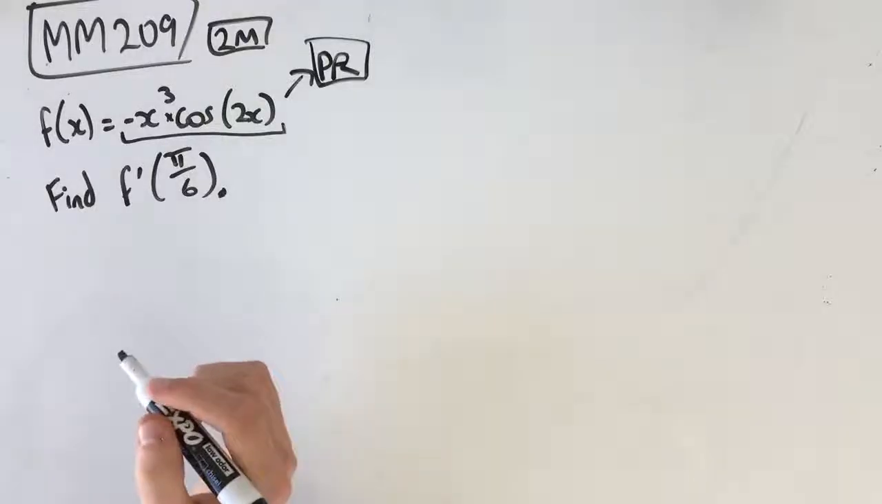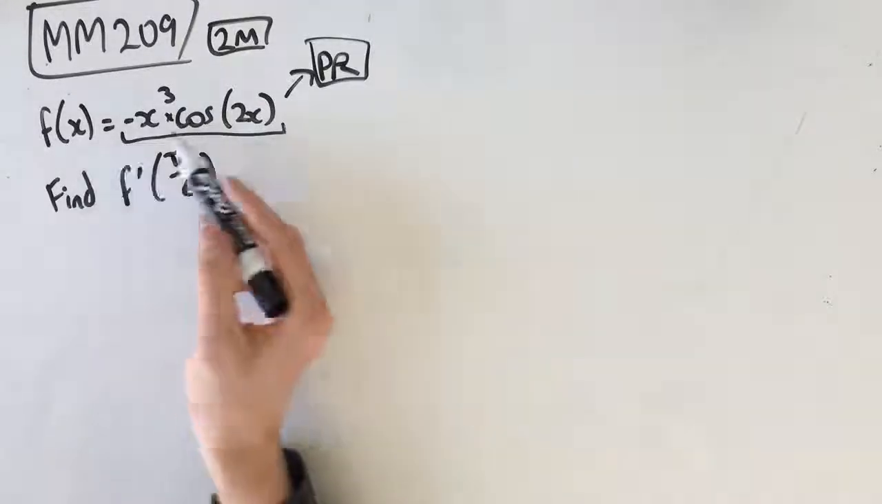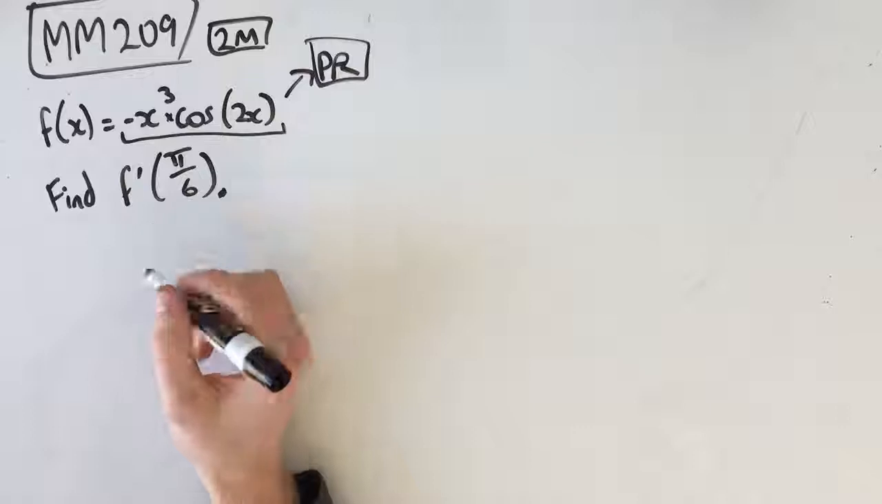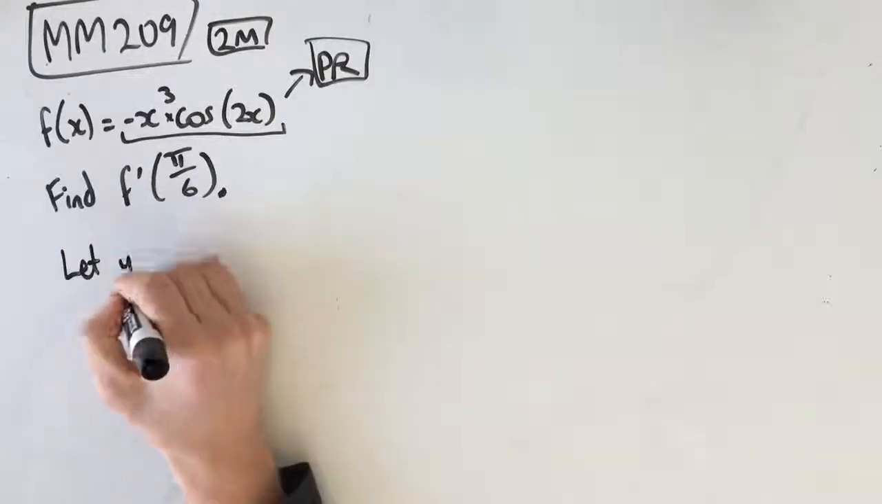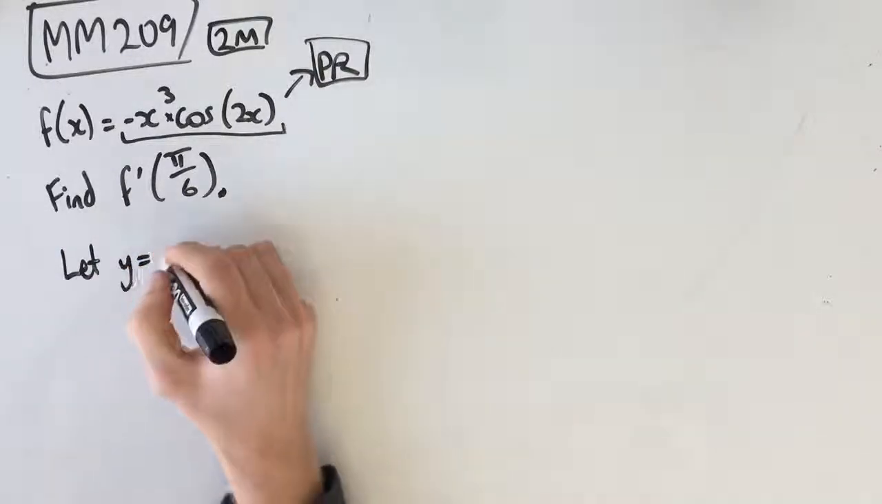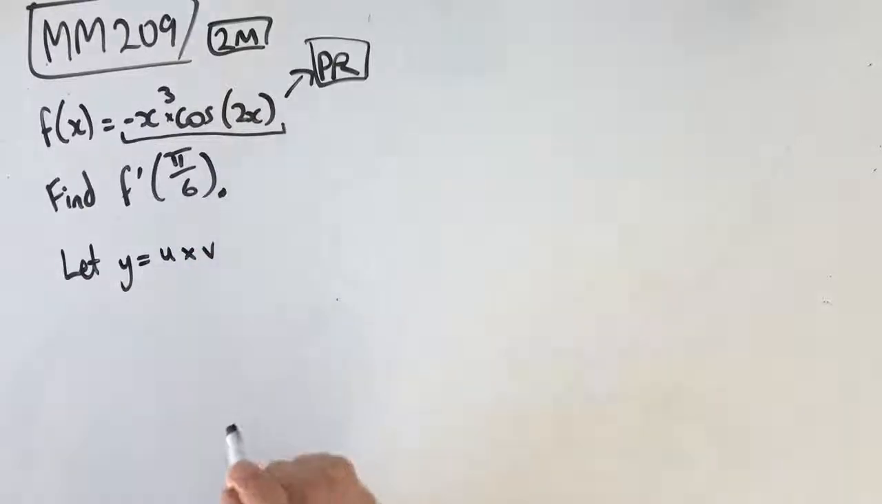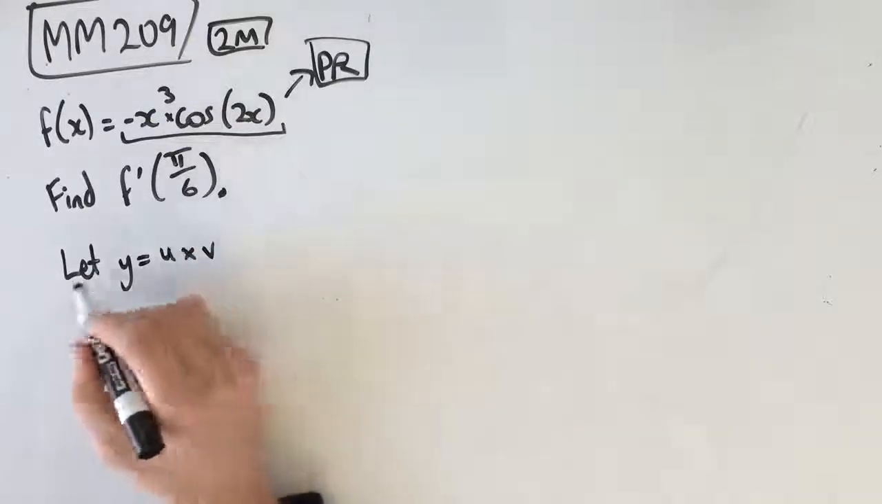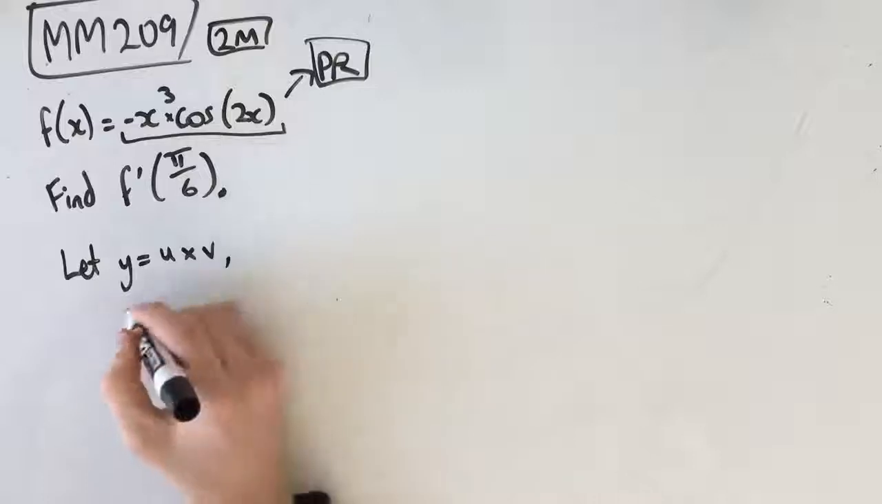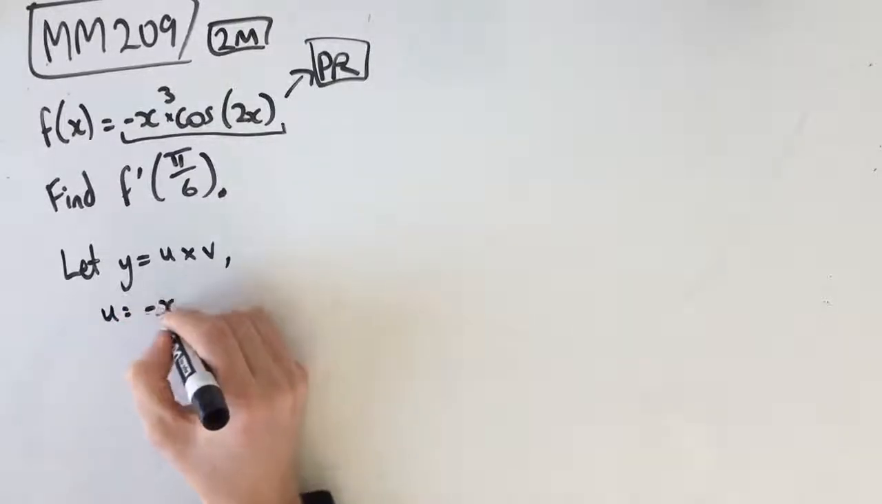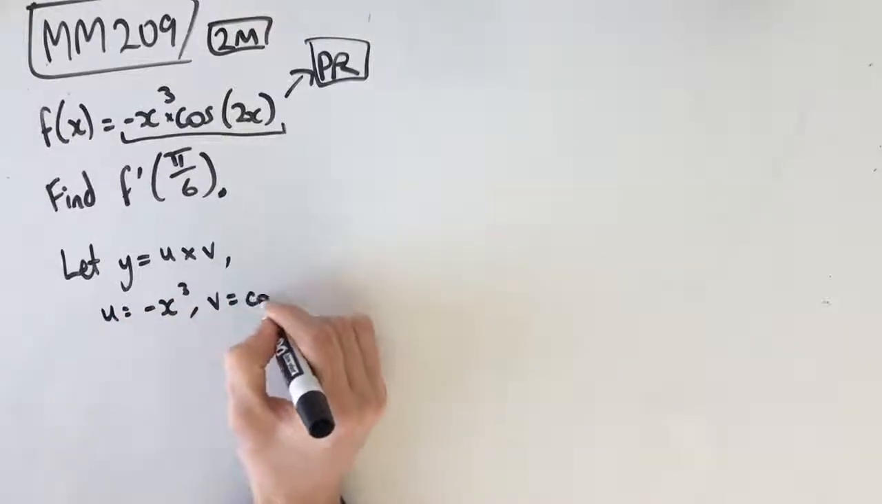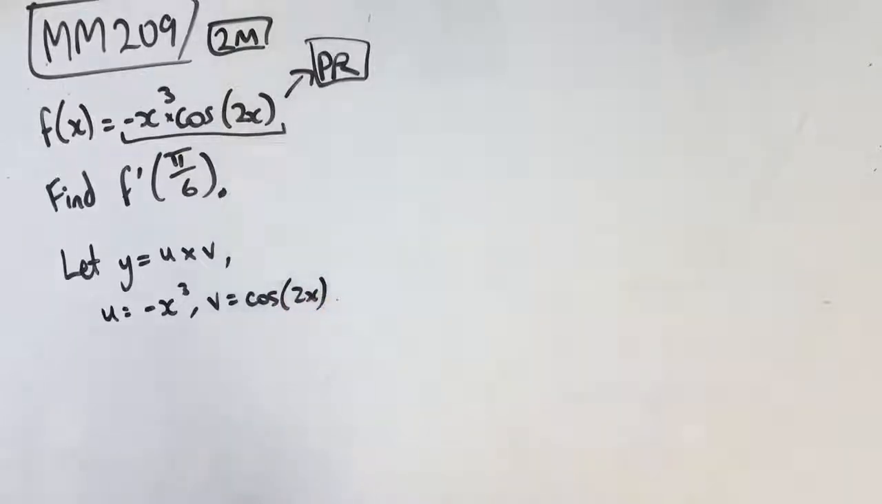Sweet. But before we do that, we're actually going to need to rewrite this f of x in terms of u and v. So what I'm going to do, I like working with y, as I'm sure you're aware by now after seeing a few of these videos. So we're going to let y equal u times v, where u equals negative x cubed and v equals cos of 2x. Awesome.